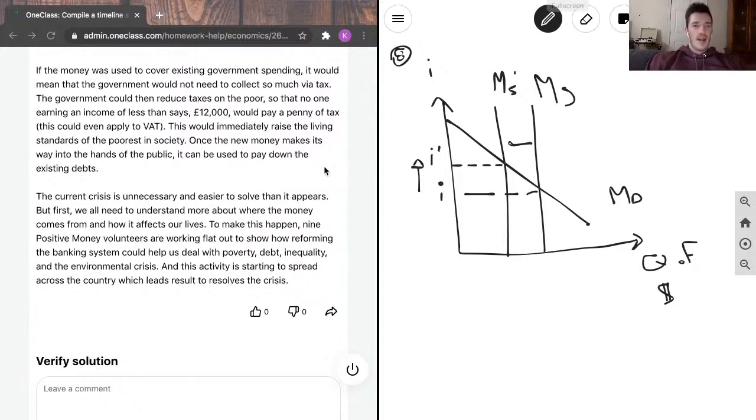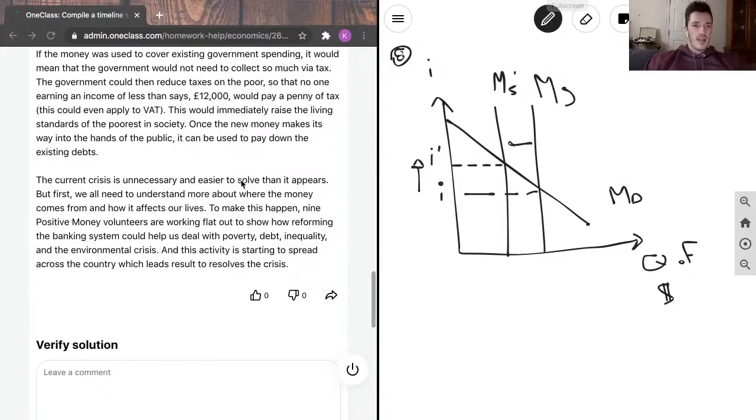So what they're saying there is sort of synonymous with a universal basic income or some sort of basic income. And what a basic income aims to do is reduce inequality between the poorest members of society and the rest of society. Once the new money makes its way into the hands of the public, it can be used to pay down the existing debts.